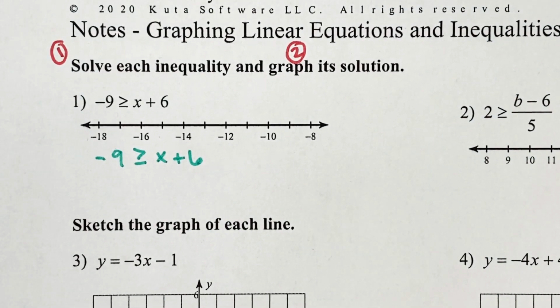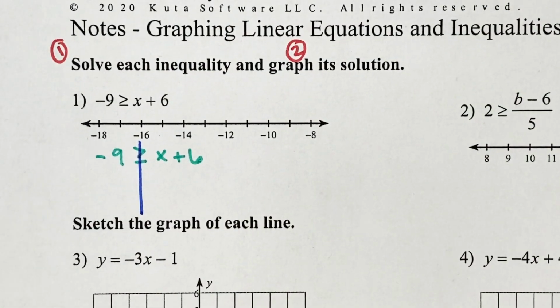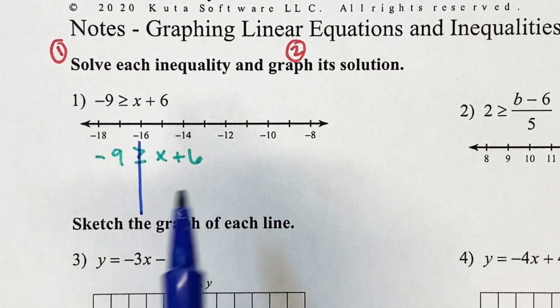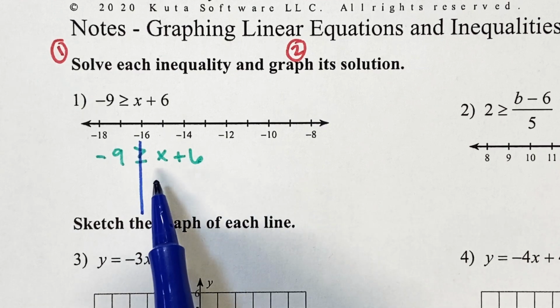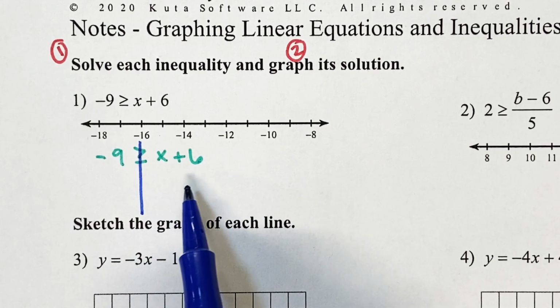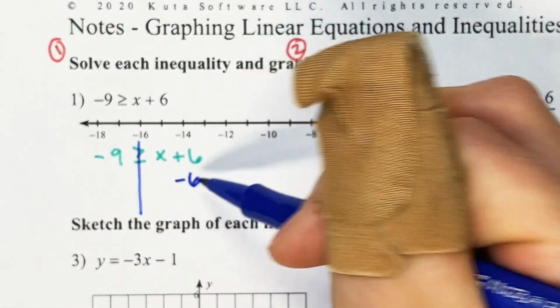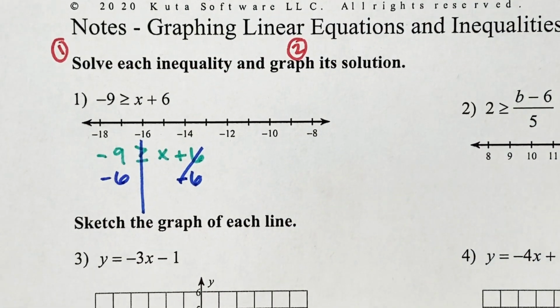I'm going to start the exact same way. I'm going to draw my line down my inequality sign. We're trying to get rid of whatever is on the same side as our variable. Looking at the side with my variable, x, I'm trying to get rid of this plus 6. So what is the opposite of plus 6? Subtract 6, or -6. That's how we get rid of it.